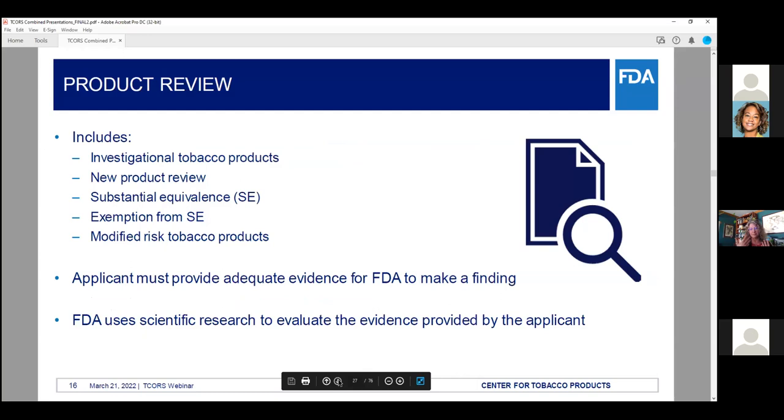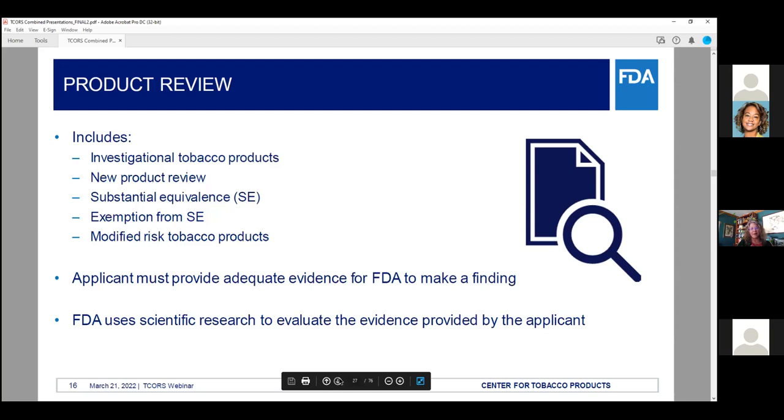Some of the questions we ask ourselves when we're looking at pre-market review are related to this appropriateness for the protection of public health that we just discussed. So is this new product appropriate for the protection of public health? Other pathways that products can come into the Center for Tobacco Products for review include substantial equivalence.